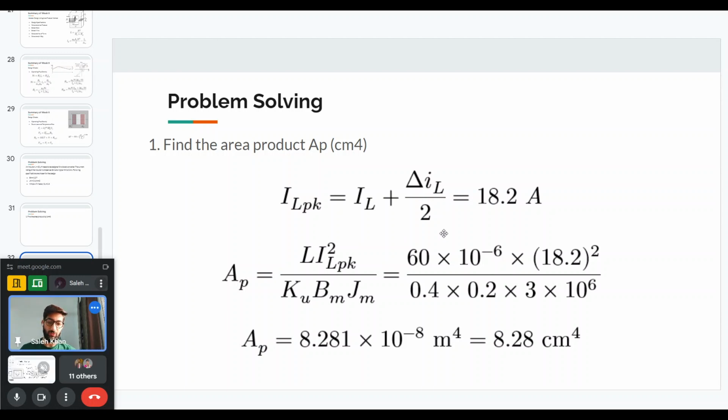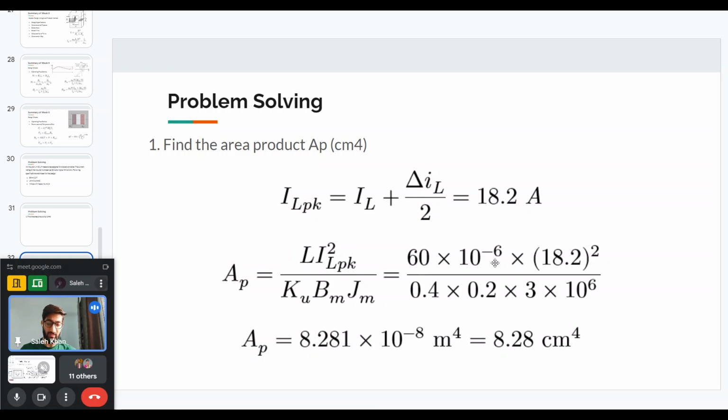And then we find the area product, and you have to be careful here. You have to use the SI units first. So be careful about the units. Ultimately, you have to write it in centimeter raised to the power 4, which is basically square of the area. But it would be good if you find it in SI units first.